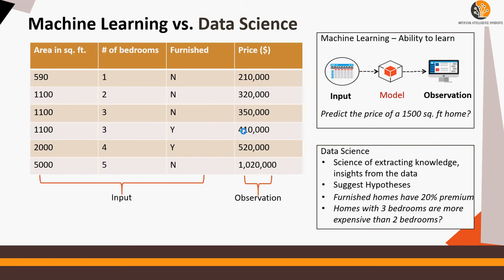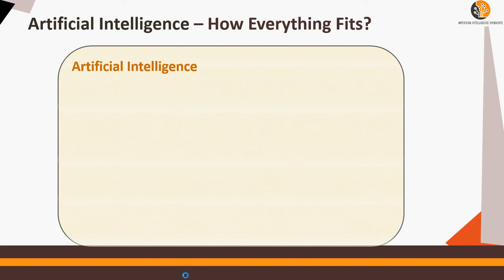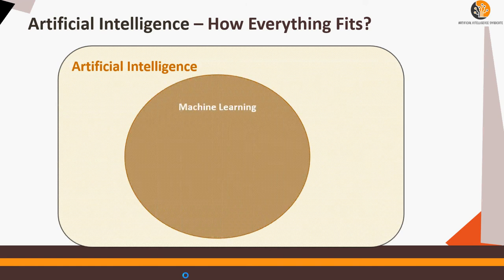Now let's put all of these things together. So how does artificial intelligence work and how everything fits? So artificial intelligence is the biggest bucket and machine learning forms the core of artificial intelligence. However, not all algorithms or not all programs are machine learning programs.